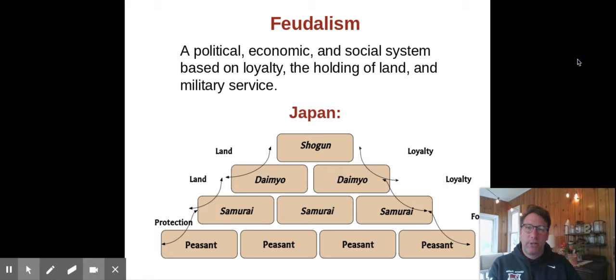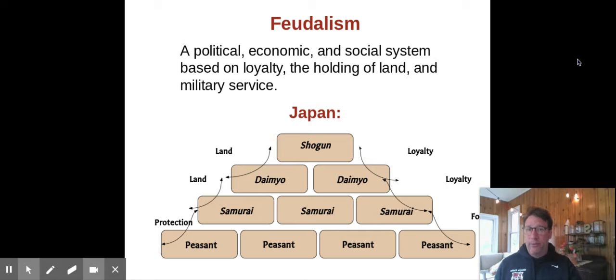So the next two slides are going to show us how feudalism worked in Japan, and then also a comparison to Europe. You can see here that first we provide a definition. Feudalism is a political, economic, and social system. It's not one or the other. It's everything combined, and it's based on loyalty and land or money or military service.